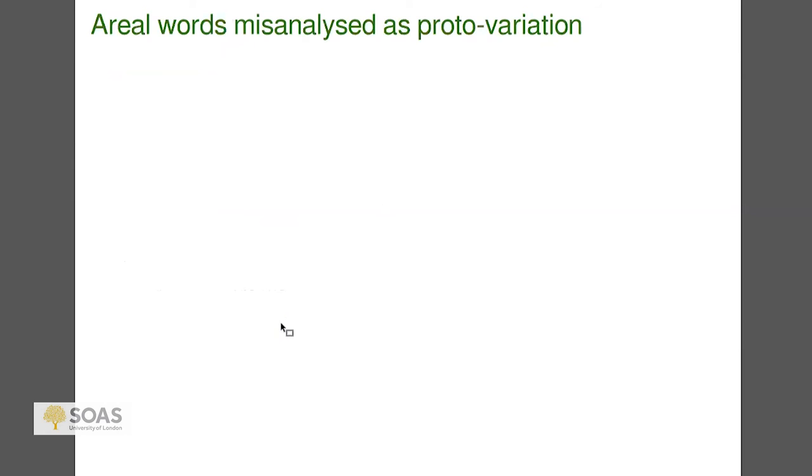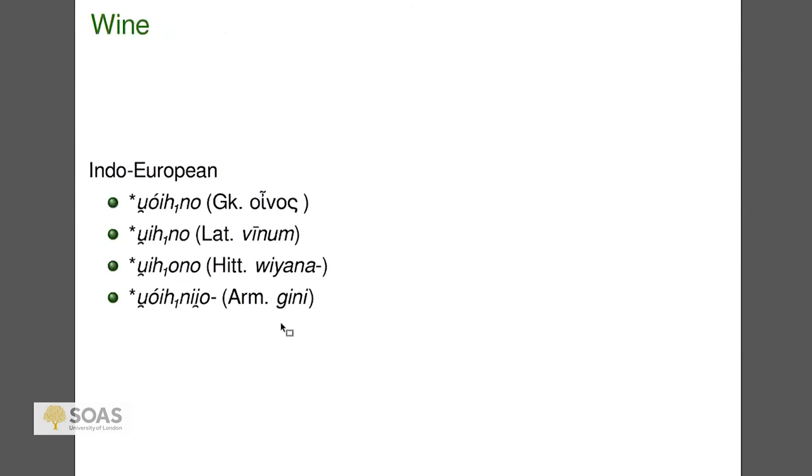And now that's another type of phenomenon that can be misanalyzed as a word family. So now I move on to another one, areal words. So let's look at wine in Indo-European. This is a fun one, because there's lots of similar looking words for wine, but they reconstruct slightly differently into Indo-European. So if you take oinos in Greek and project it back into Indo-European, you get this oichno, whereas if you take vinum in Latin and project it back into Indo-European, you get wichno, which is a little bit different. And there's no obvious way to reconcile this evidence, which means the Indo-Europeans did not have wine.